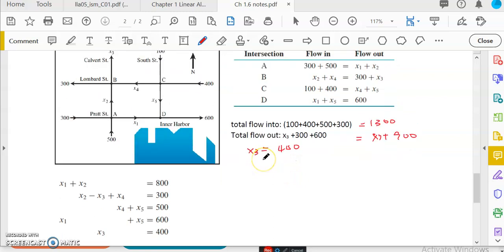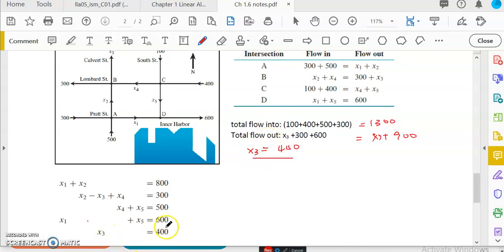If you summarize them together, for example, x1 plus x2 is equal to 800. This intersection A becomes the first equation. At intersection B, you can move the x3 over and leave the 300 on the other side. So you have the second equation. The third equation will be x4 plus x5 equal to 500. You want to have all the variables on one side and the numbers on the other side. The last one is x1 plus x5 equal to 600. And really the last one is the one that we find out using the total flow.